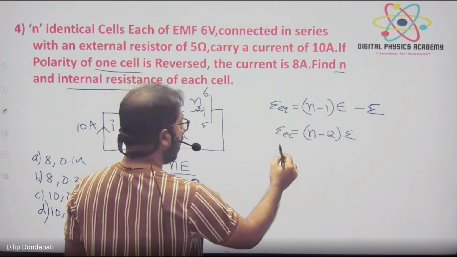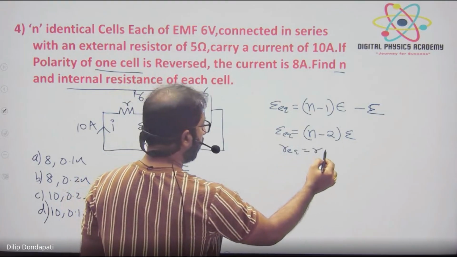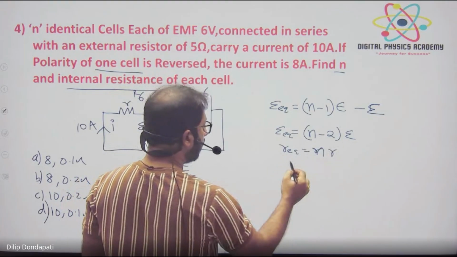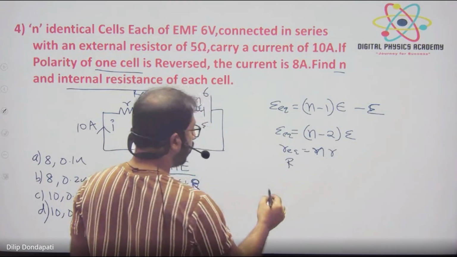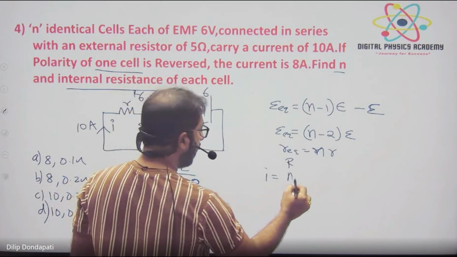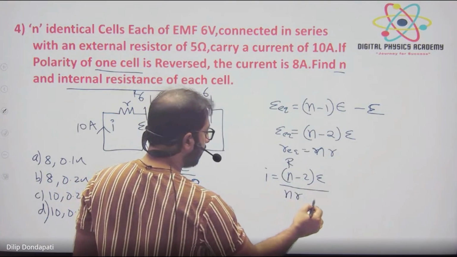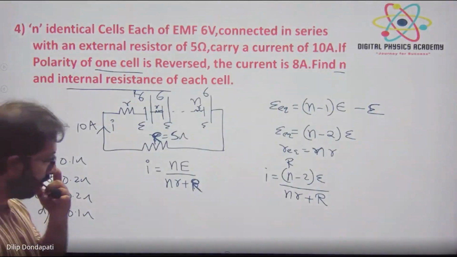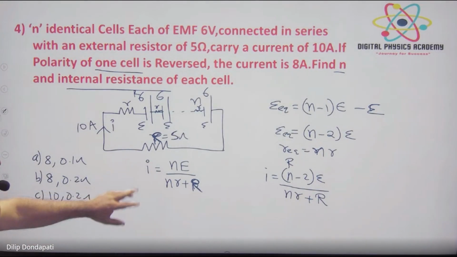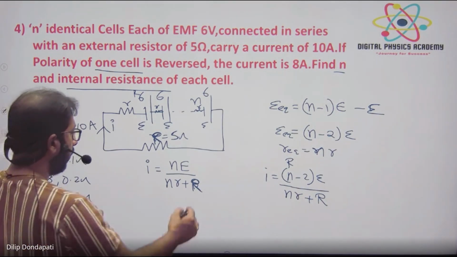Now R equivalent, you know, is nr plus capital R. So in this case the current is n minus 2 times E by nr plus capital R. Sir, option D? Option B? D for dog. We will see D. Now solve both. First equation, second equation.